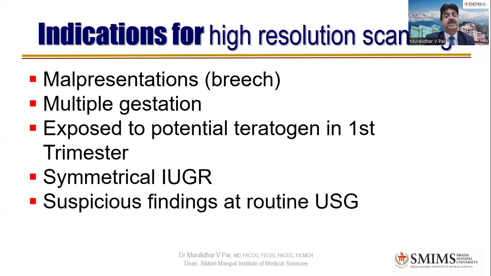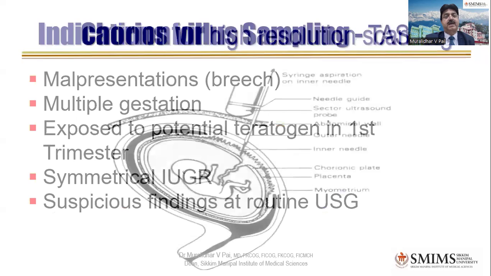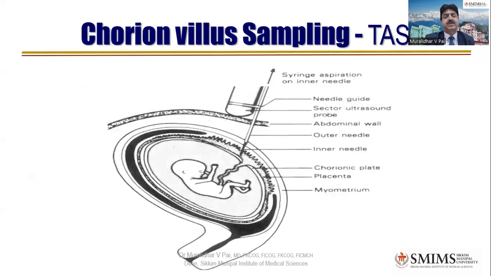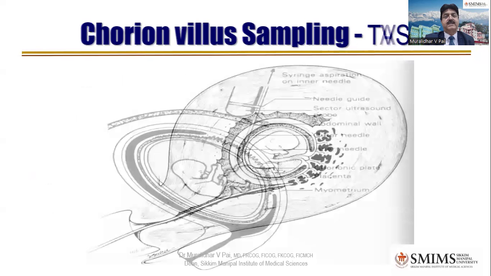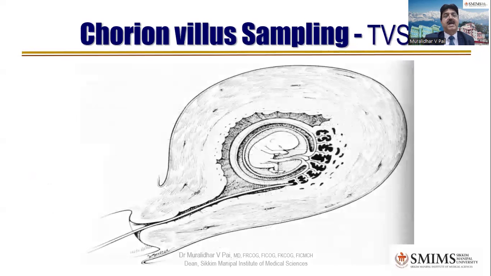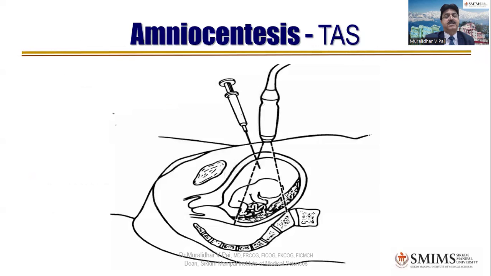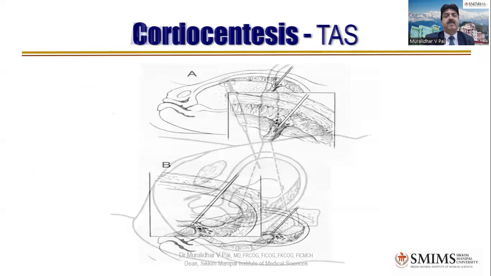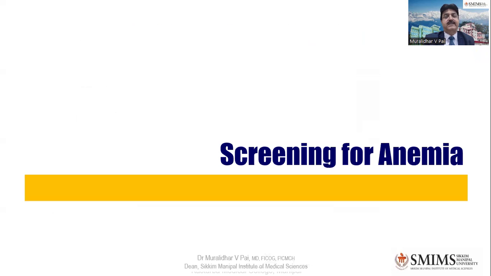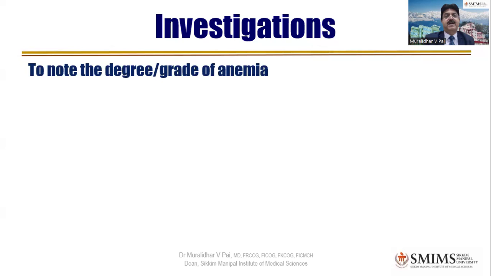Suspicious findings at routine ultrasound. You have to go for a high resolution. These are some of the things which you can do by ultrasound. Chorionic villus sampling around 10 to 12 weeks. And chorionic villus sampling can be done by TVS as well. Amniocentesis around 15 to 17 weeks by TAS. Chordocentesis, again, same thing.